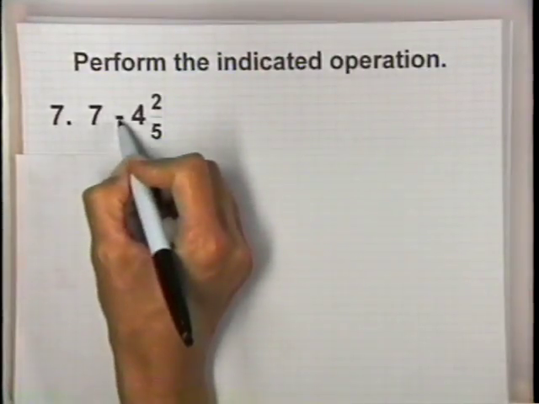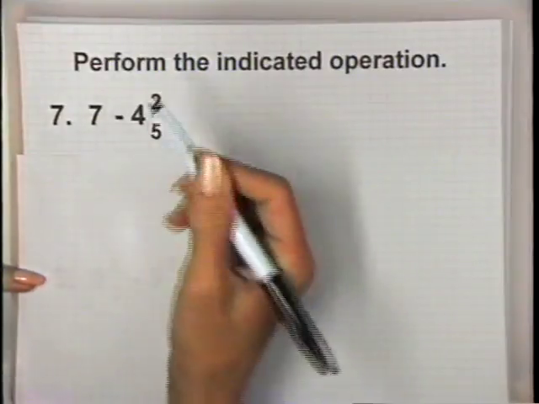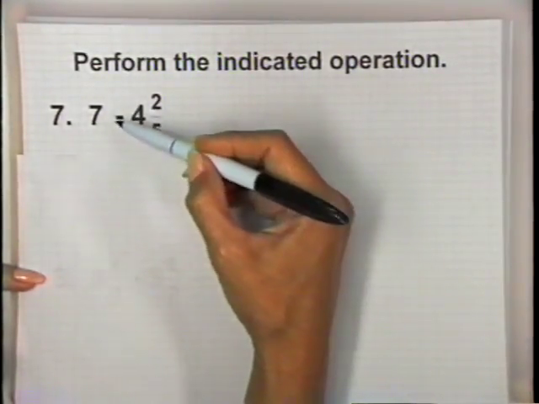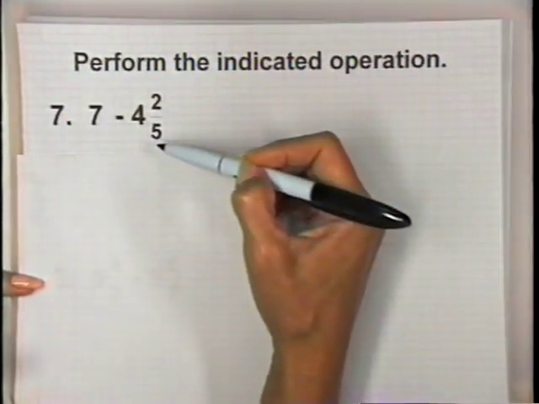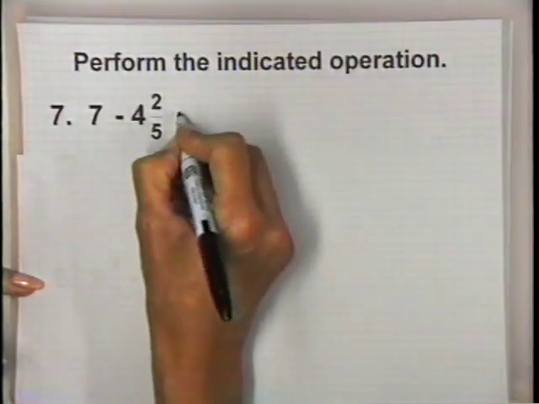I have 7 subtract 4 and 2/5. Well, what I would like to do is to take the fractional part of the first number and subtract from it the fractional part of the second number. It's just that I don't have a fractional part for the first number, do I?